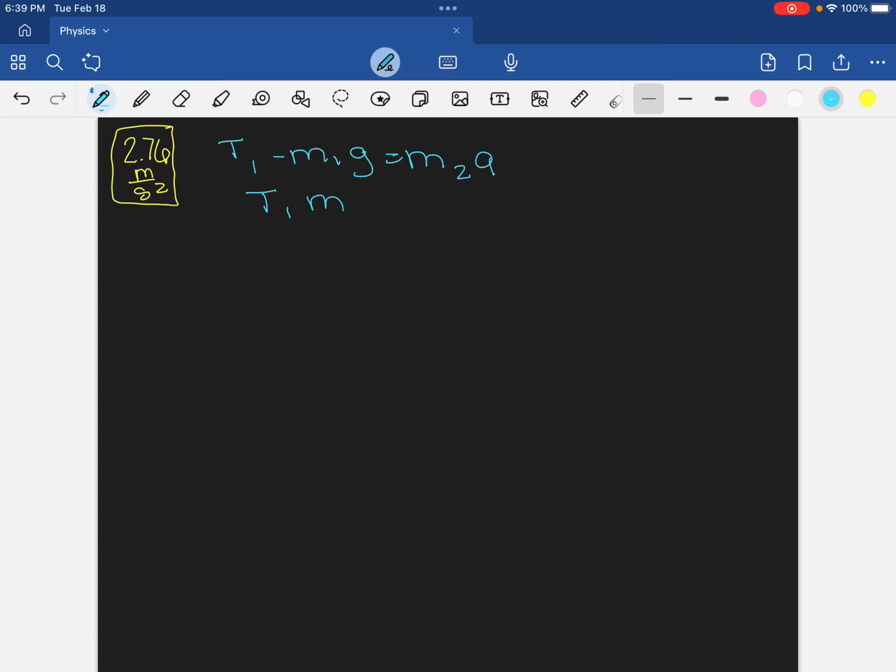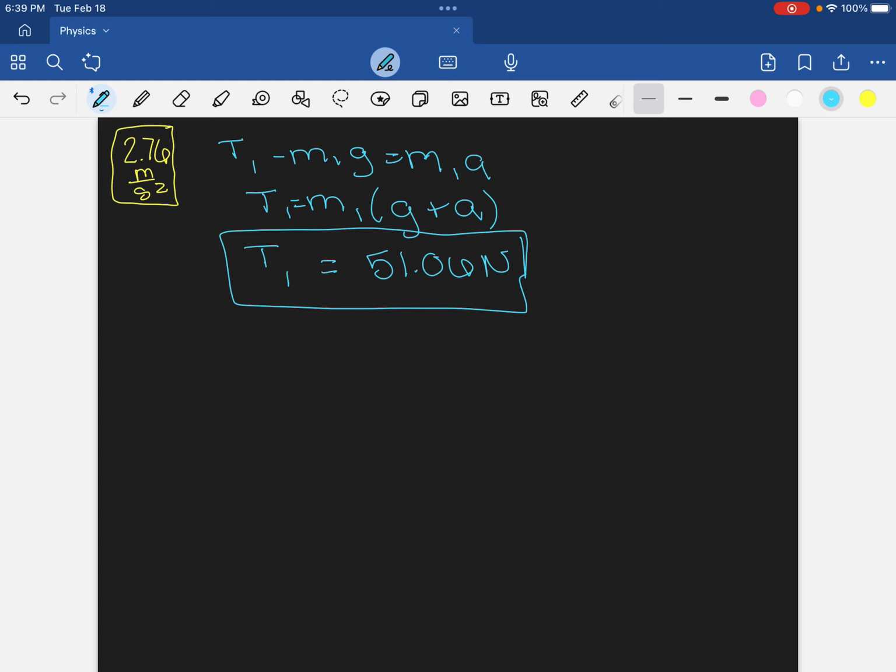I could pull out M1, and I just realized I accidentally wrote M2. Let's get rid of that. M1A. This is going to be G plus A. We can plug this in, and we will get T1 to be 51.06 newtons. And again, we should see that the tensions in the two strings are not equal.